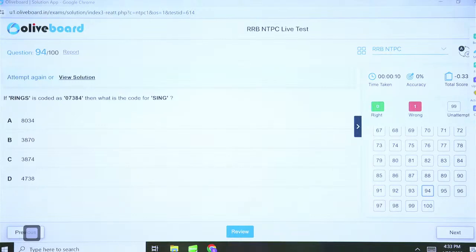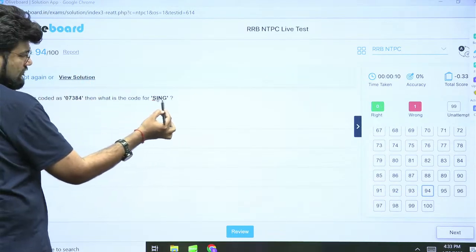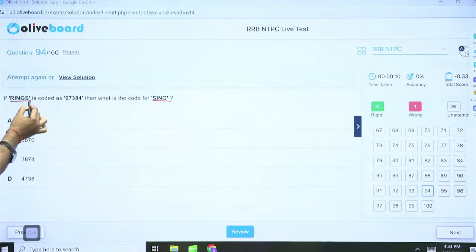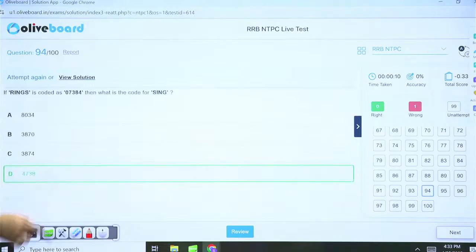Okay, I think this is a simple substitution question because all the letters of this are present here. So SING, so 4738. 4738, option D is the right answer.